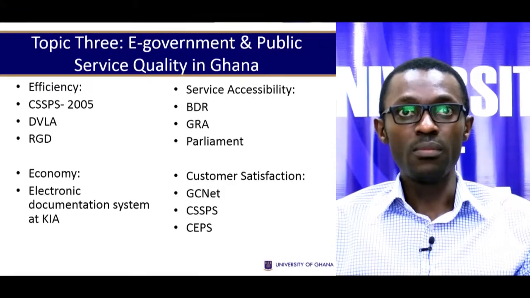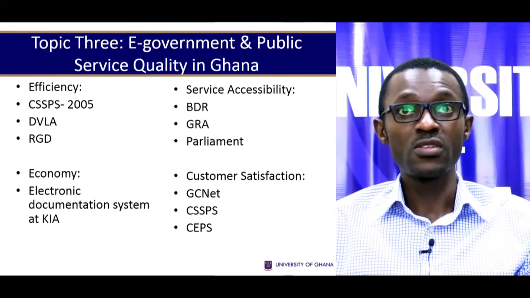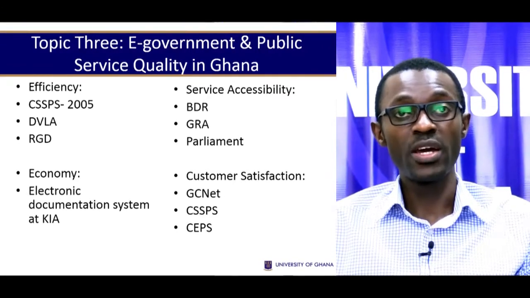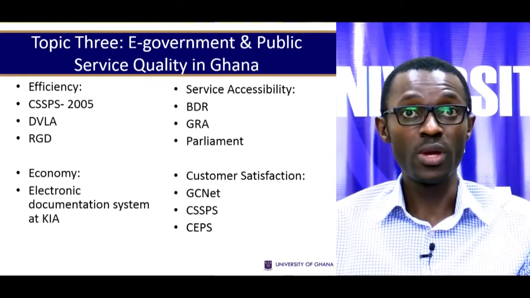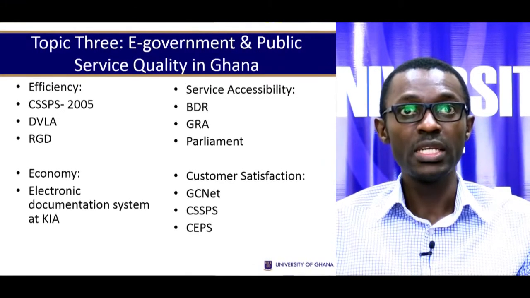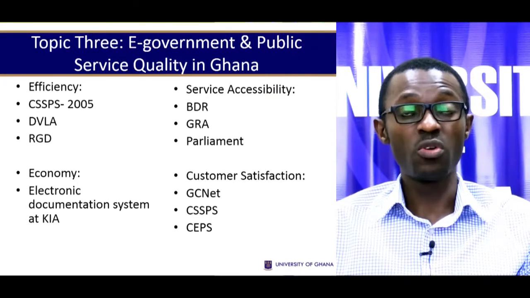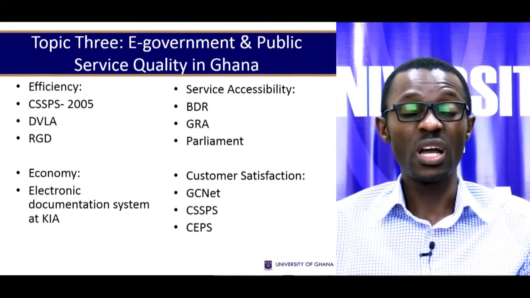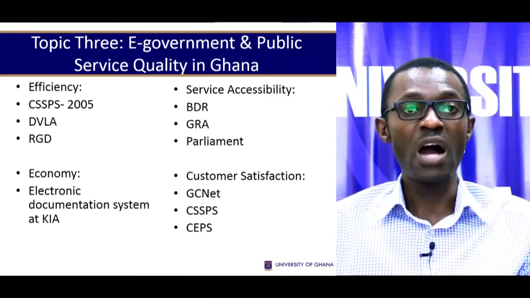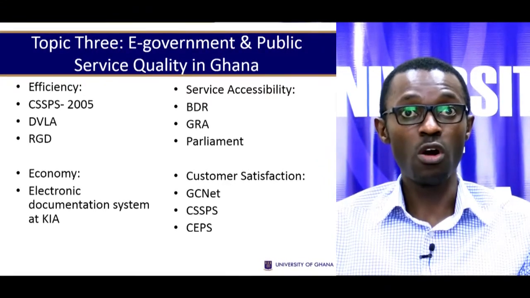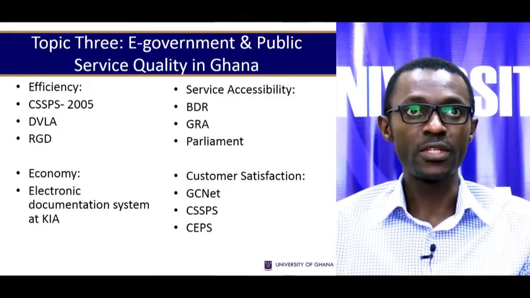Service accessibility. There are a number of services that Ghanaians have access to online. For example, services that are provided by Parliament, such as parliamentary documents. Some of them are available online for citizens to have access to. The Birth and Death Registry also provides some services online. There is also, with regard to customer satisfaction, the GCNet and the Customs, Excise and Preventive Services, which have also significantly improved their services to clients because of the use of the internet.